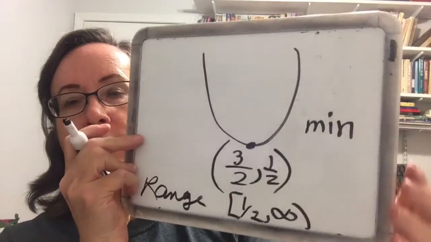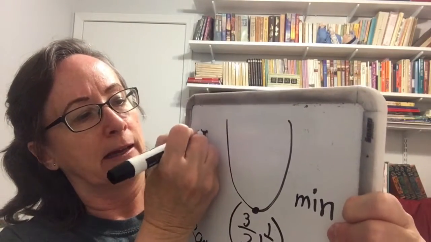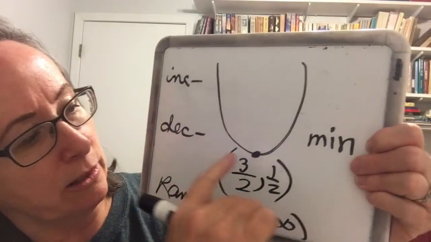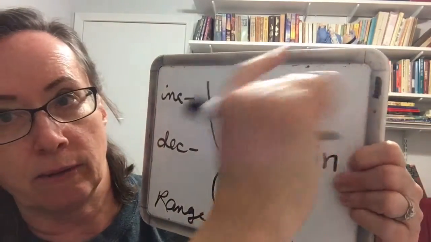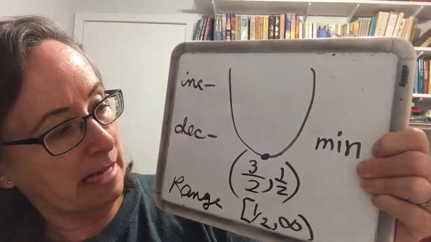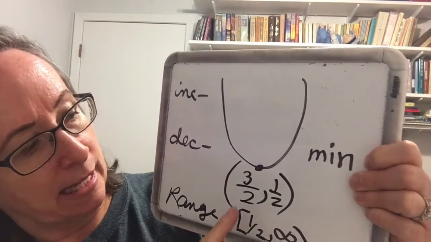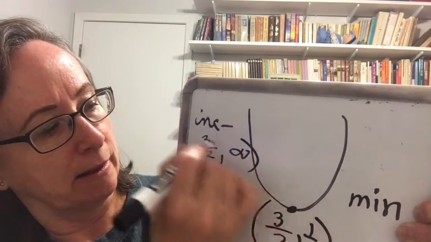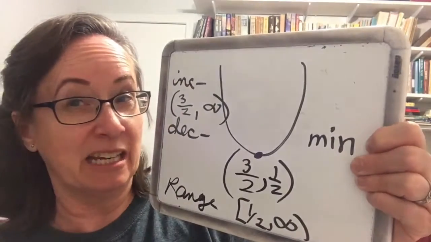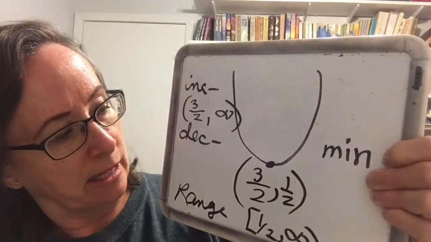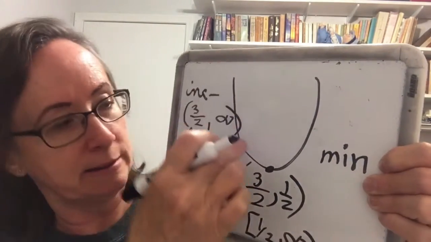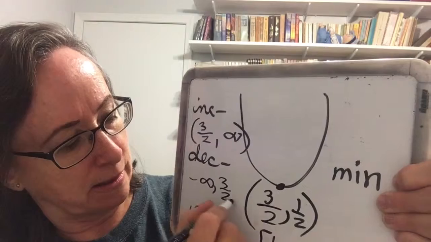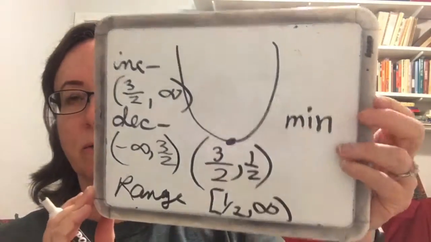And then if I was going to analyze where it is increasing and decreasing, it is increasing starting at x is 3/2 and going up, continuing on till positive infinity. So it's increasing from 3/2 to positive infinity. And because at the vertex it's not increasing or decreasing, I leave the vertex out. And then decreasing on this side of the parabola down here. So from negative infinity until we get to x is 3/2, we have the interval where it is decreasing.